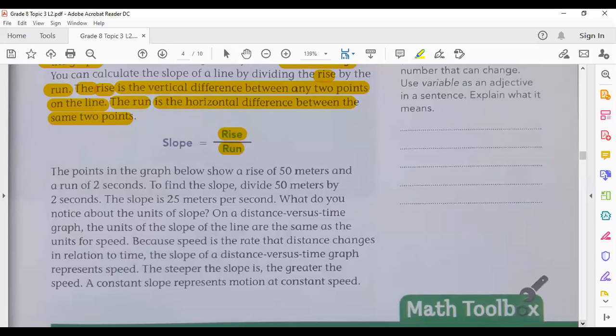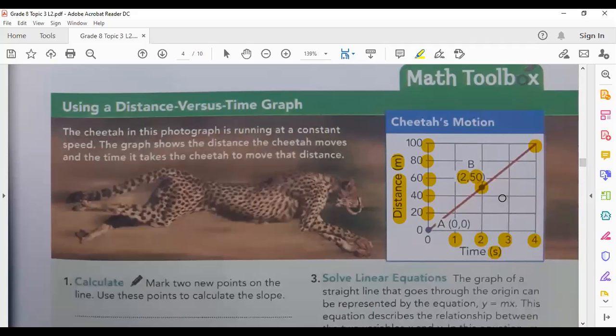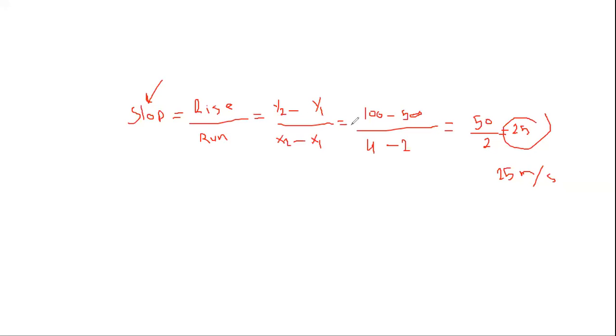For example, let me choose another 2 points on the vertical line: 80 and 40. Here I must choose what is x2 when it is 80. It is almost 3 seconds. When it is 40, it is 1.5 seconds. By the way, when you calculate the slope, if you choose any 2 points, it must give you the same answer.